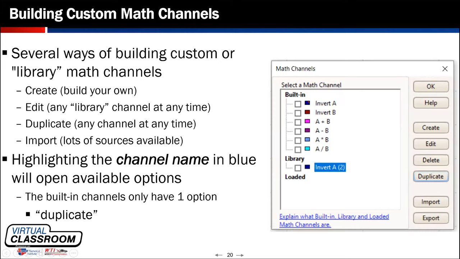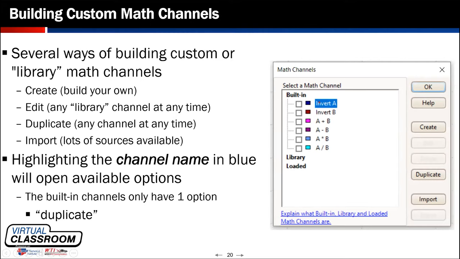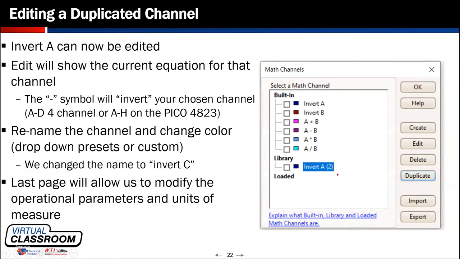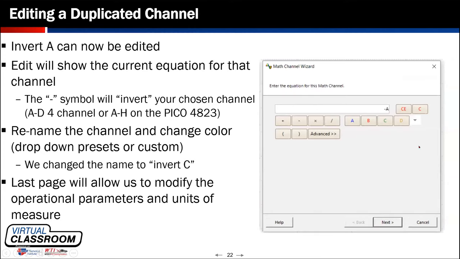When I clicked on duplicate A, it slapped it right down here in my library. So in my library, I have an invert A number 2. Now, what you really notice here is going from invert A highlighted with only a duplicate available, now you'll see that it opened up edit, delete, we have all these options. Once again, I explained to you, in the built-in portion of this, you cannot edit those, but you can duplicate them. So now that it's in my library, I highlight this, and I'm going to go ahead and edit it.